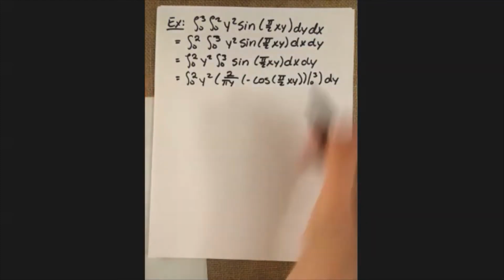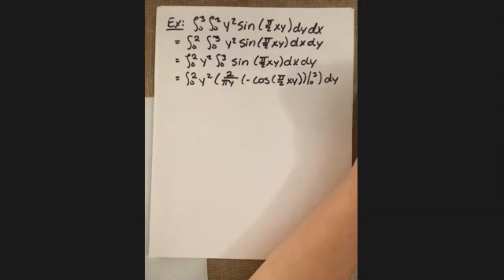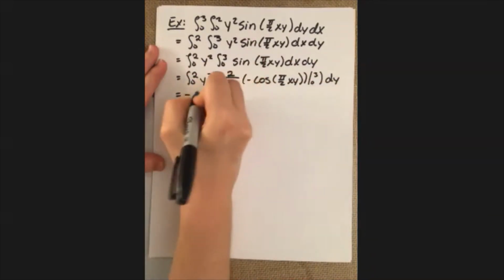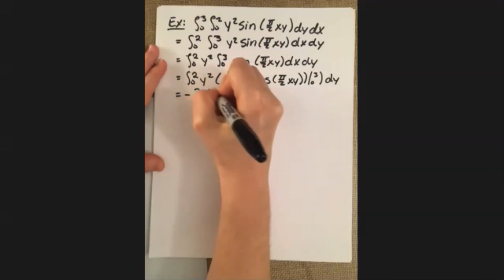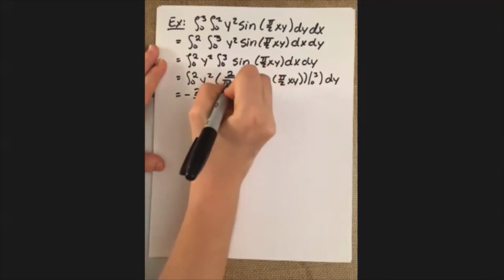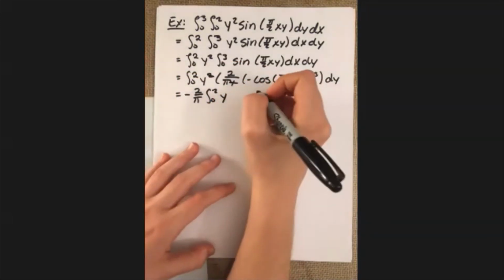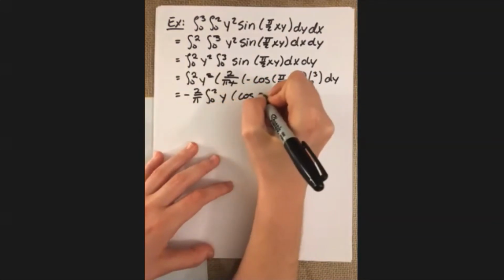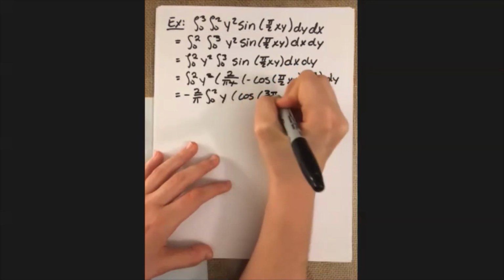Just like so. And going from this line to this line uses exactly the same process as what we just did earlier. So I'm going to evaluate this and also simplify things down a little bit. I'm going to get negative 2 pi here in the front, integral from 0 to 2. I'm going to lose this y right here and the squared off of that y. So now I just have y times cosine of 3 pi over 2 times y.